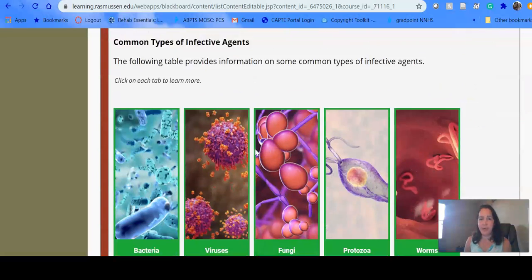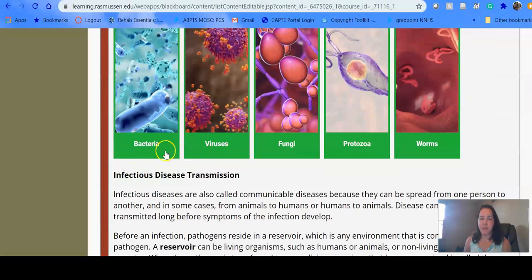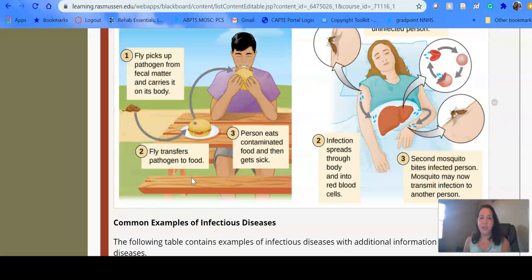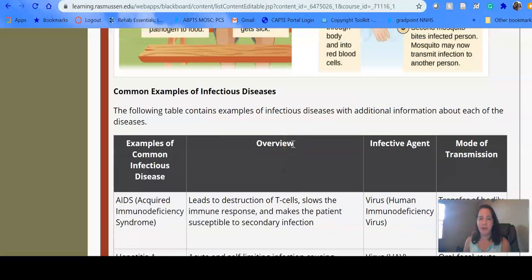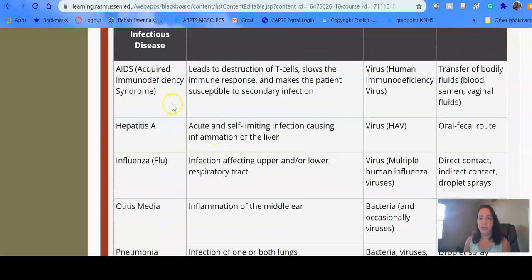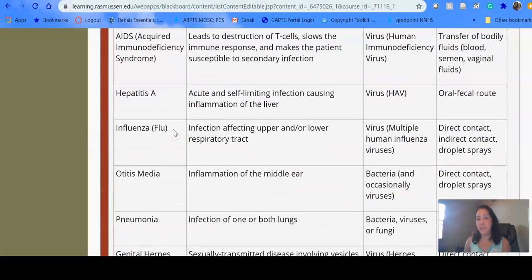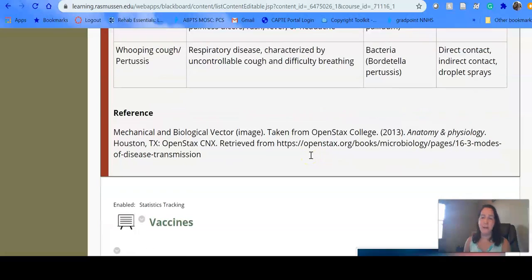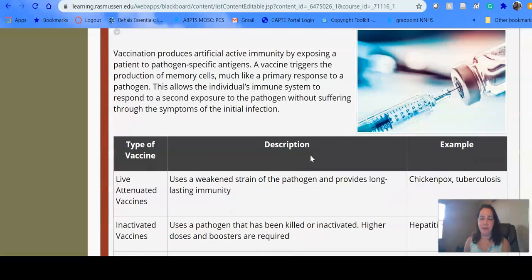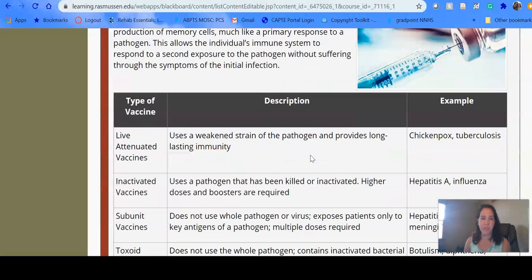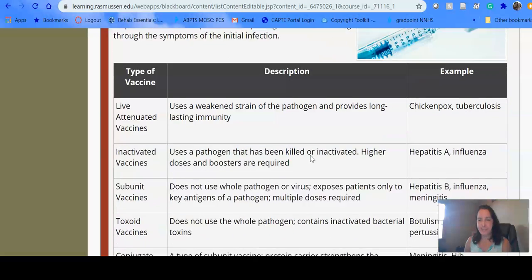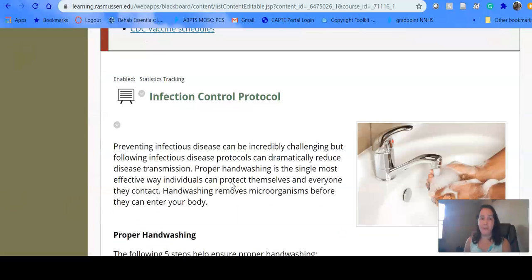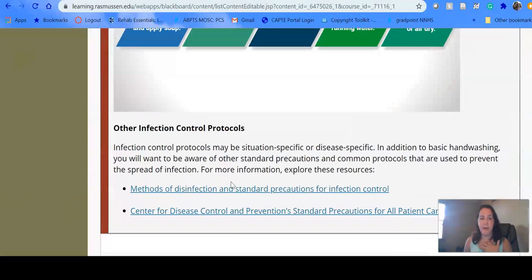As you go through the content, again, it's interactive. You can click on them to get more information. But I want to scroll all the way down. There's a lot of information about infectious disease, about some different common infectious diseases, and it'll tell you the overview, the infectious agent, the mode of transmission, which I can talk about a little bit more in depth on Thursday if there's any question about mode of transmission. Then vaccines, different types of vaccines, whether they're live or inactivated, and what kinds of vaccines are out there.